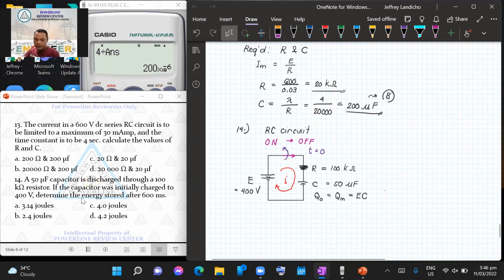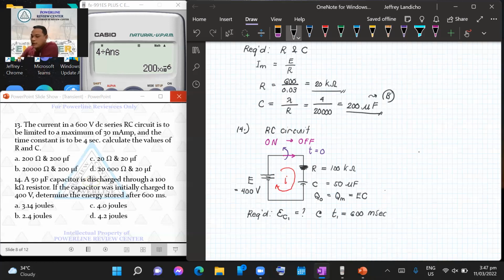So hinahanap ng problem, if the capacitor was initially charged up to 400 volts, determine the energy stored after 600 milliseconds. Required, what would be the remaining energy across the capacitor at t equal to 600 milliseconds. Okay? So, gaano pa kalaking energy ang naka-stored o natitirang energy stored in the capacitor after 600 milliseconds simula nung i-open natin yung switch. Okay?